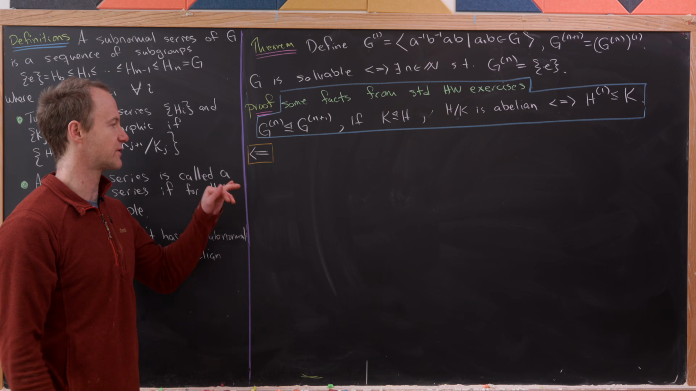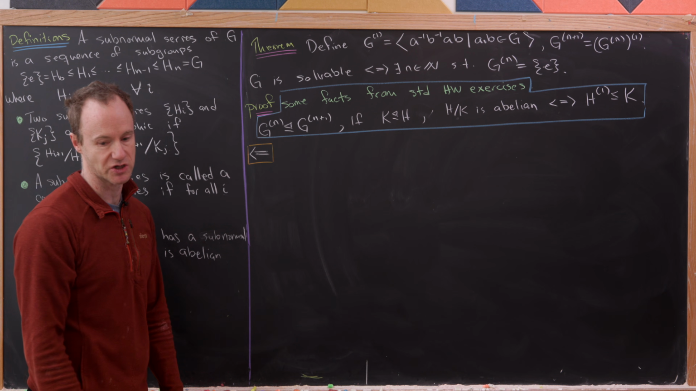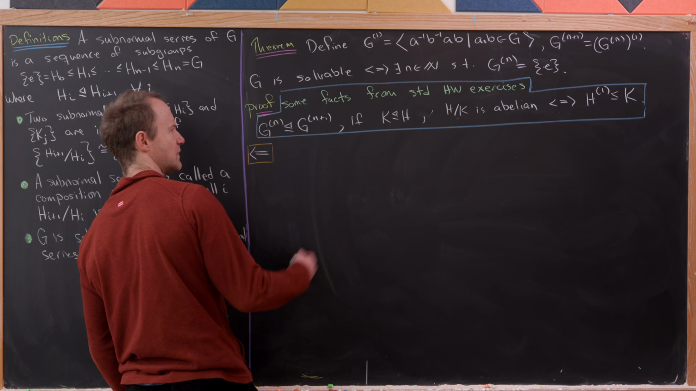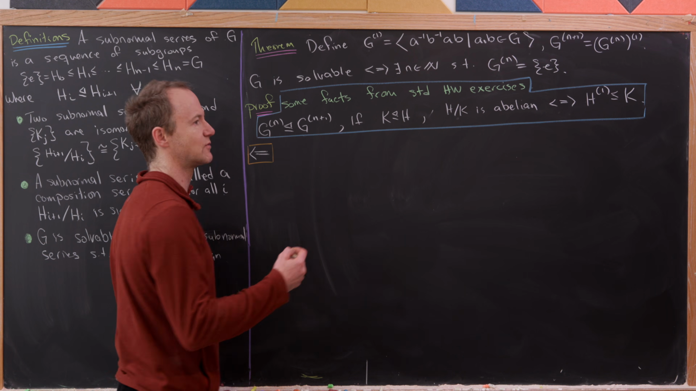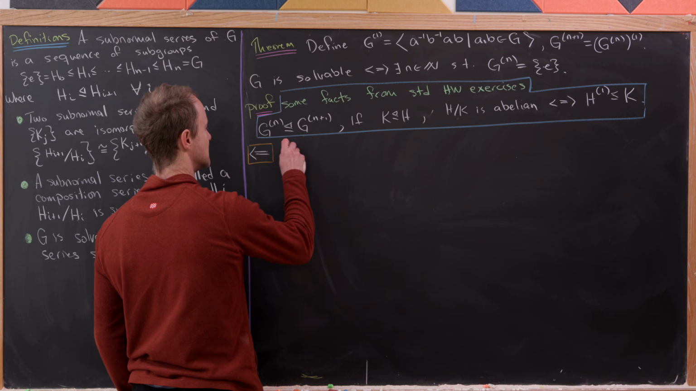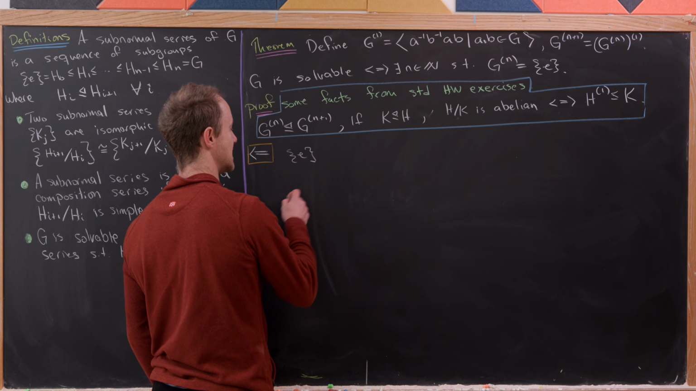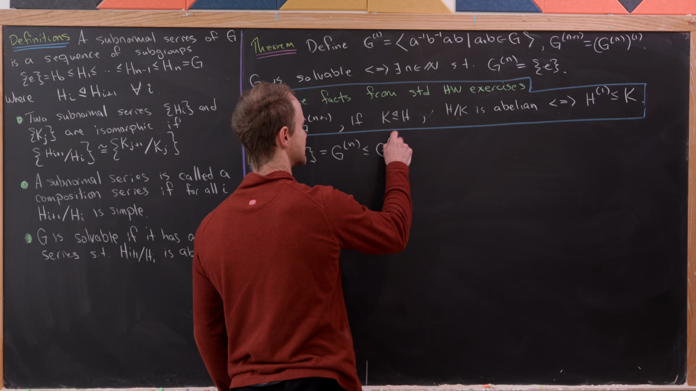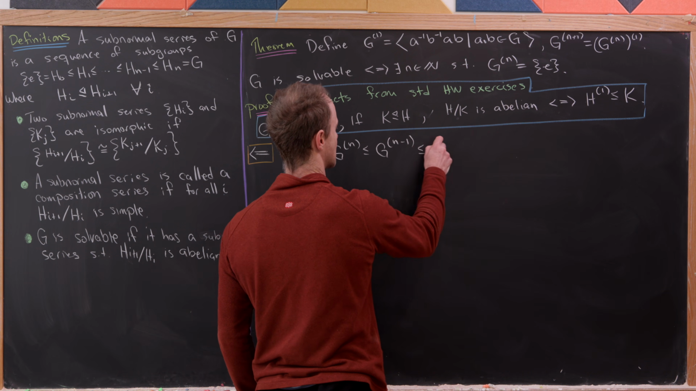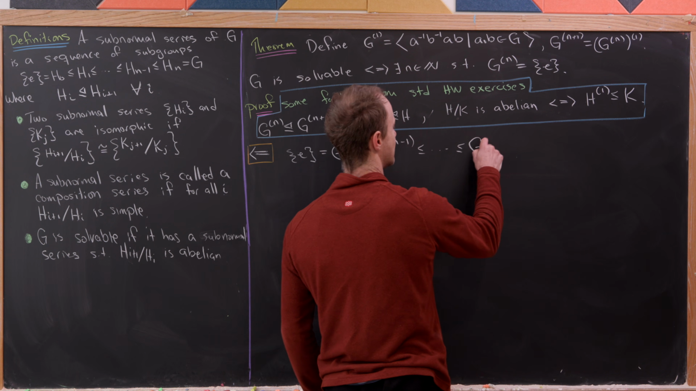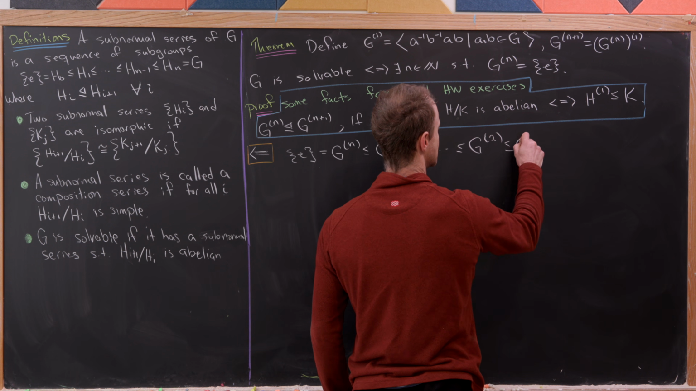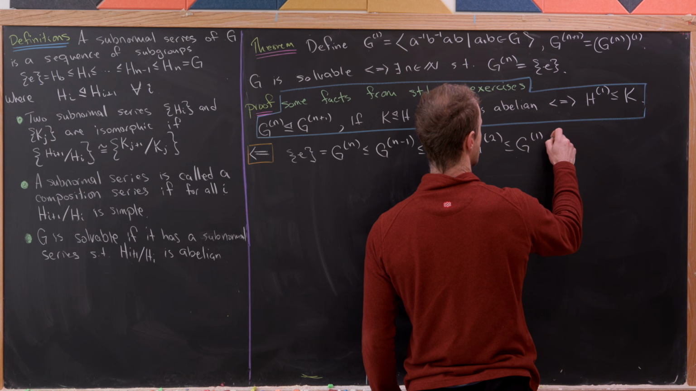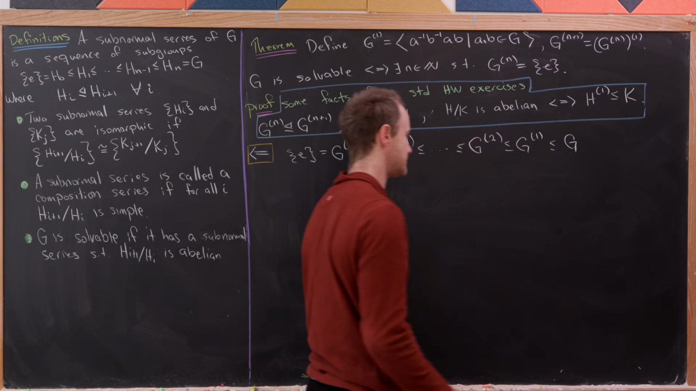Okay, so let's get going with the proof, starting with the forward direction. Observe that we can just form the following subnormal series immediately. It starts at E, which is equal to G upper n. G upper n is contained in G upper n minus 1, so on and so forth. We've got G upper 2 here, G upper 1 here, which is contained within G.